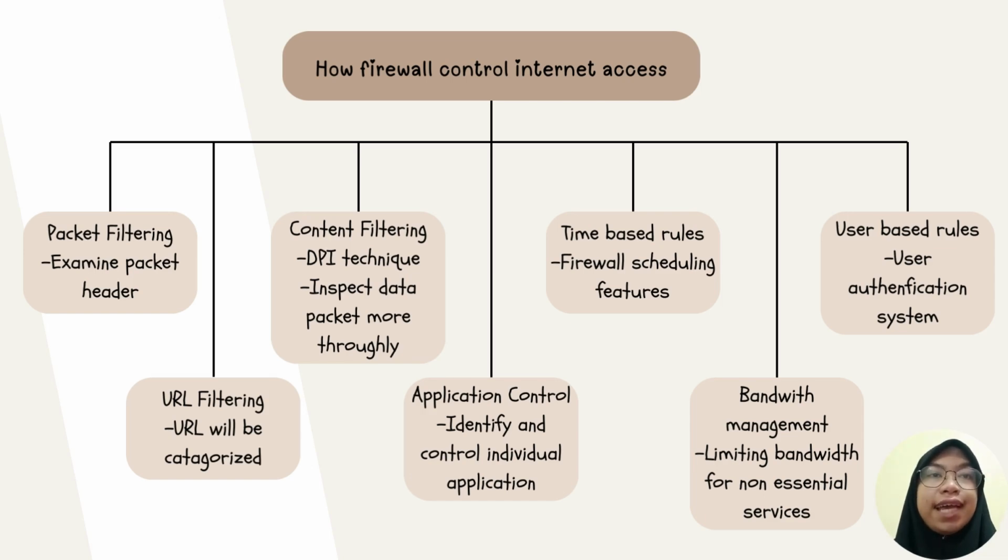Content filtering also detects and examines the actual data rather than only analyzing the surface. By this, content filtering uses deep packet inspection as a technique to allow hardware to inspect data packets more thoroughly. The DPI engine uses a database of known patterns and signatures to identify applications, protocols, and potential threats.